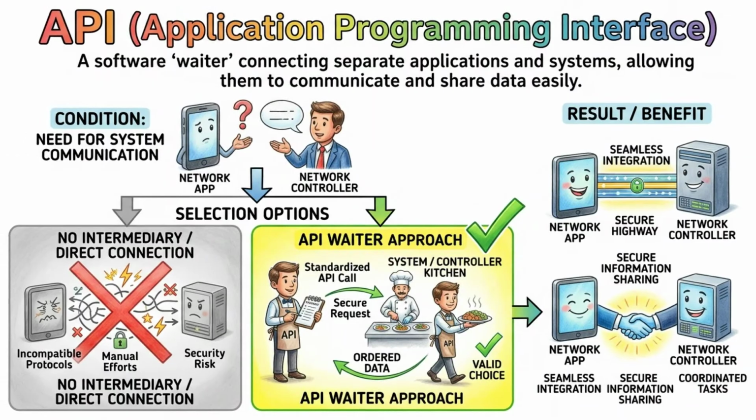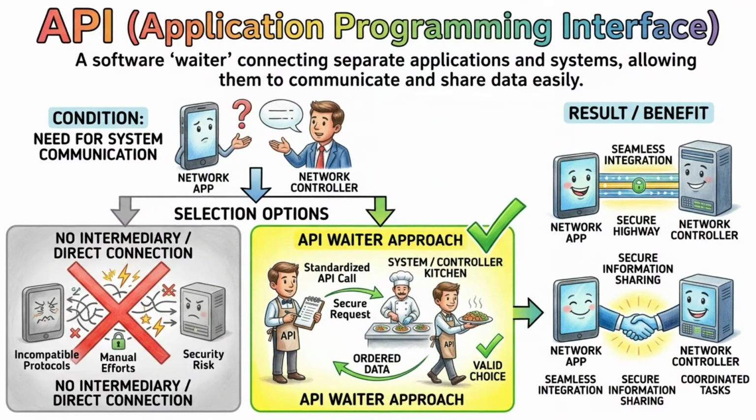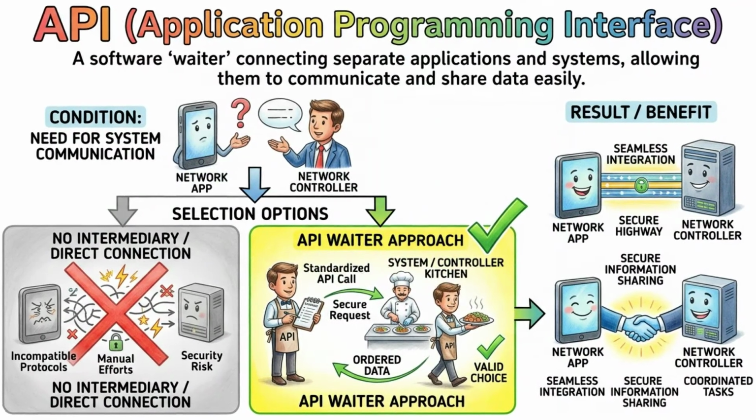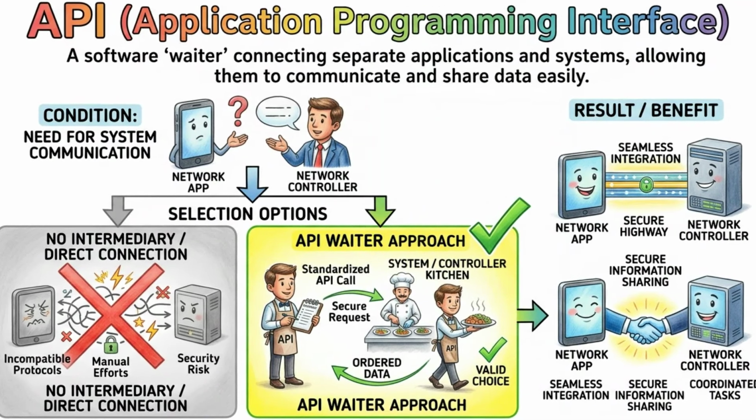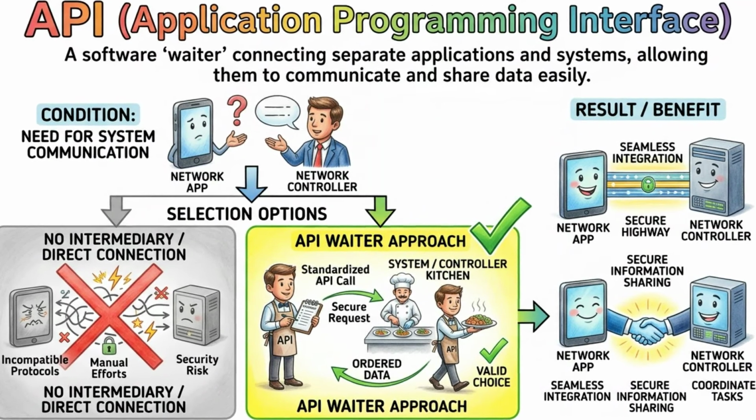Without APIs, different software systems written by completely different companies would never be able to securely share information or coordinate complex tasks. Learning how to properly identify and utilize APIs is quickly becoming the absolute most valuable skill any modern network engineer can possibly possess.